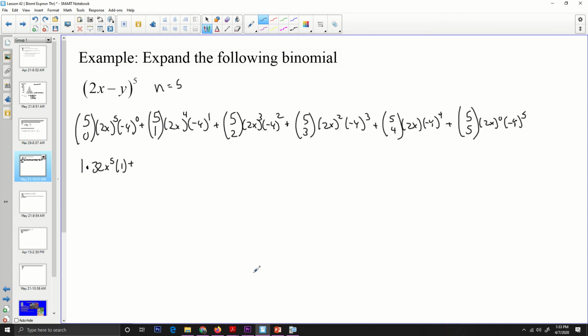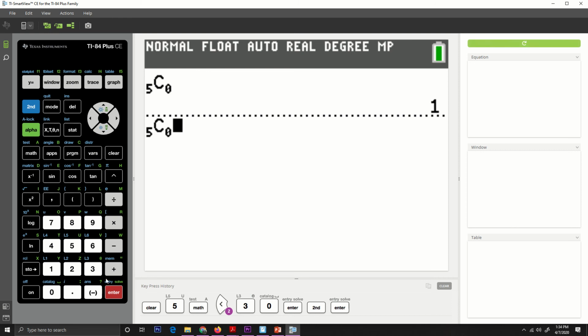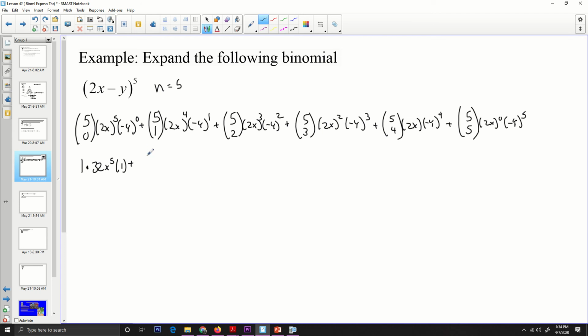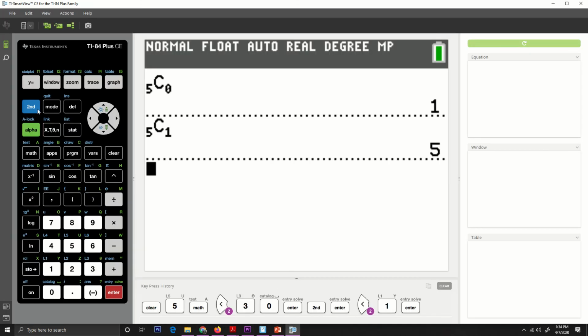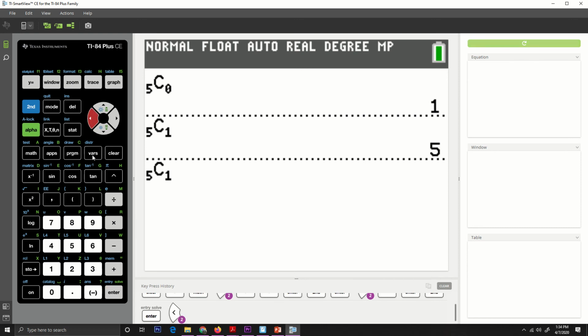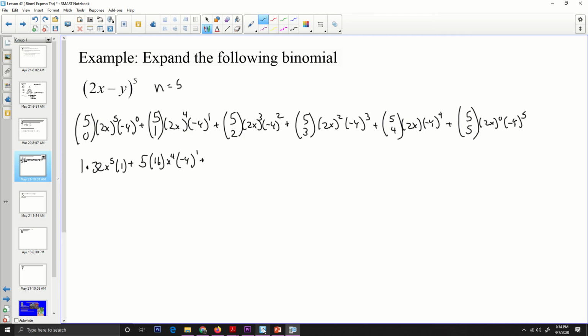All right, so if I choose 1, I can go to my graphing calculator, I can go second, entry, and we can just change that to a 1, and we get 5. So this 5 choose 1 becomes a 5. 2 to the fourth is 16 times x to the fourth times negative y to the first. Well, negative y to the first is just negative y. All right, so 5 choose 2. Go second, entry, and this time we'll change that to a 2. We'll get a 10. So I've got 10. 2 to the third is 8. x to the third. And then negative y times negative y, so negative y squared is just y squared.